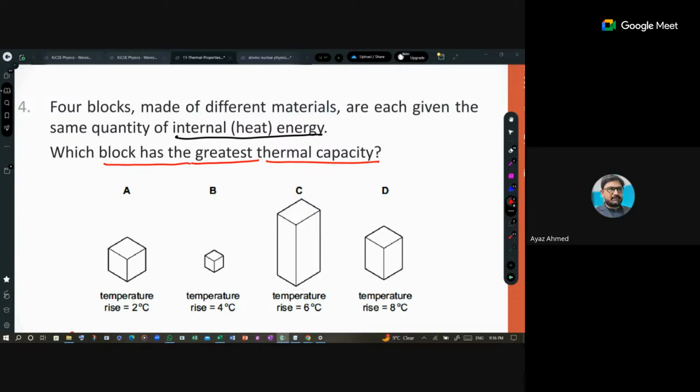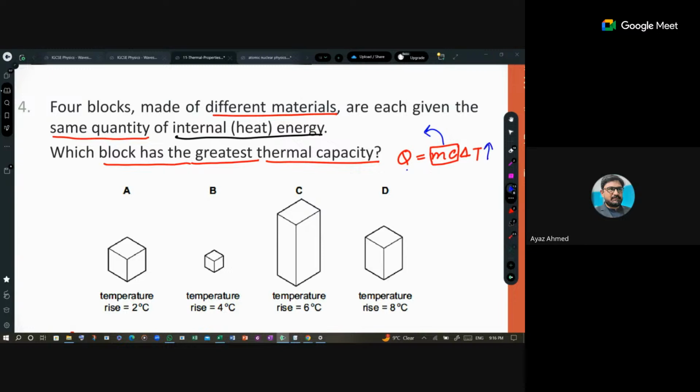So which block has the greatest thermal capacity? Here the important things are four blocks made up of different materials. They are not having the same material, are given the same quantity of heat. So you will write Q equals mc delta T, right? Which block has the greatest thermal capacity? So it means we are talking about m into c together, right? Which block has this factor highest? Okay, so Q is same, right?